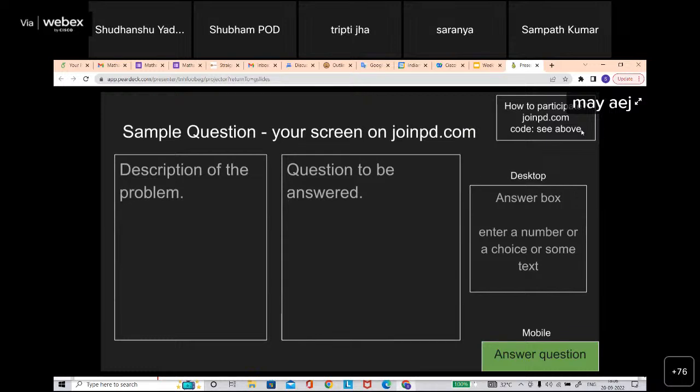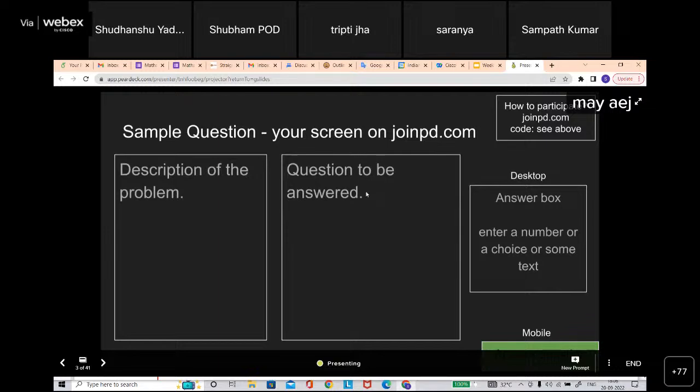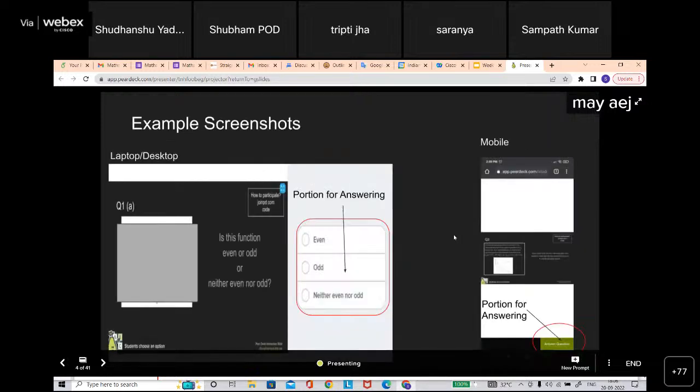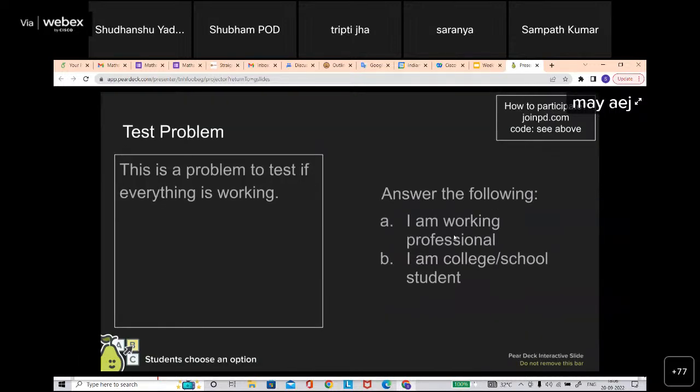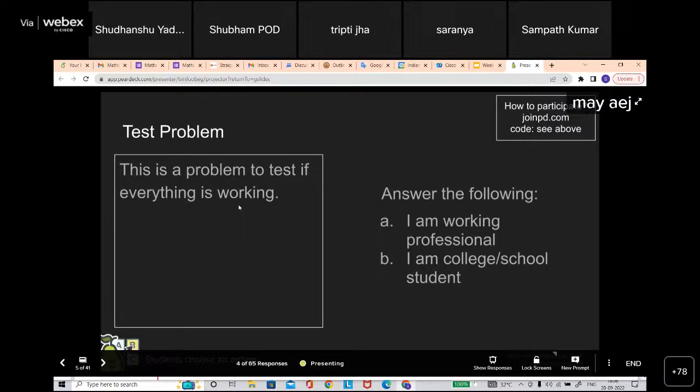This is just information on how the question will look on your mobile, desktop, or whatever device you have. The question is here and the options will be here. If you are using desktop, the answer section will show on the right side. If you are using mobile, it will show below to answer this one. This is the same, explained with an example. You will easily get that. This is the test problem. You can see something is written, and answer the following.